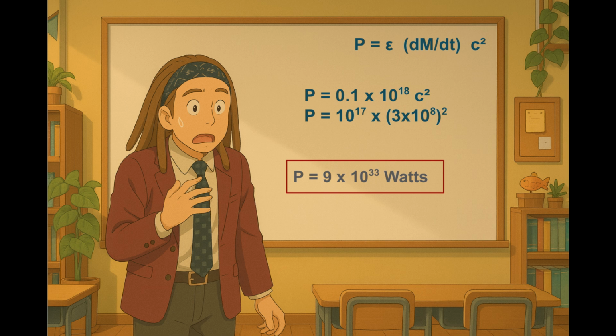P equals 0.10 times 10^18 kilograms per second times 3 × 10^8 meters per second, squared. First, square the speed of light. 3 × 10^8 squared is equal to 9 × 10^16. So P equals 0.10 times 10^18 times 9 × 10^16. P equals 0.9 × 10^(18+16). P equals 0.9 × 10^34 watts. We can write this more formally as 9 × 10^33 watts.